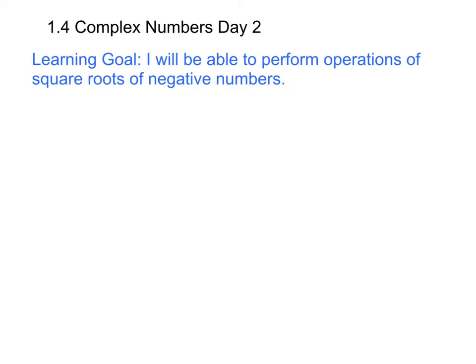Today we're doing 1.4 complex numbers day 2, and our learning goal is that you will be able to perform operations of square roots of negative numbers. So let's review again that when you are square rooting a negative, we use the imaginary number i to help us simplify the negative under the square root.